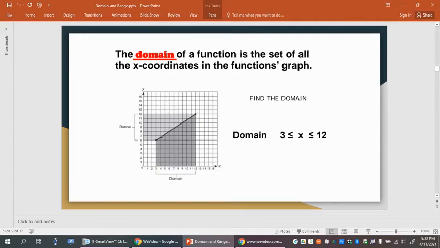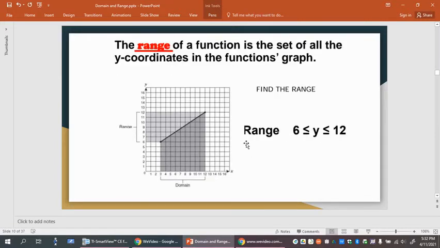Because this function has a line segment here, we've got two endpoints, and we've got a domain, which our x values are from 3 to 12. So we would say that the domain of this function would be any value from 3 less than or equal to x less than or equal to 12. And we use those inequalities because this is a continuous function.